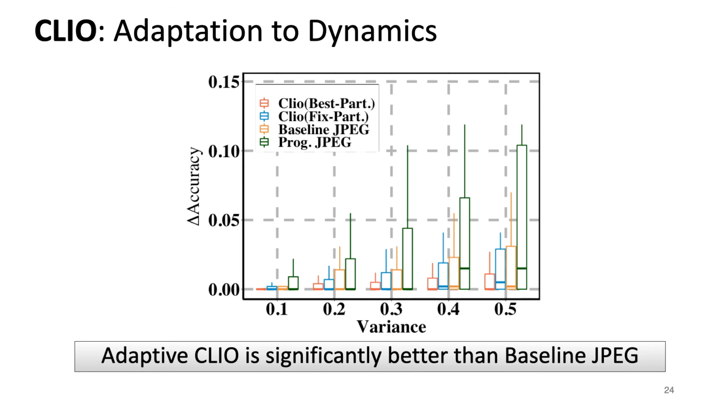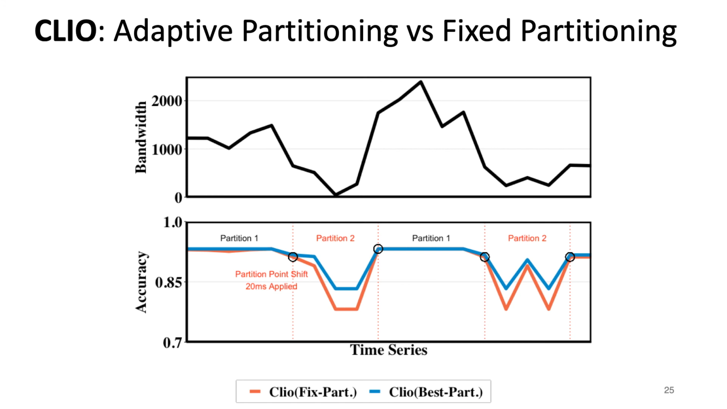As we can see, CLIO with adaptive partitioning could achieve the minimum difference of accuracy result from the estimated bandwidth and the real bandwidth. And we could also have the best performance for different variants of the network dynamics. On the real traces, we could see that by introducing the adaptive partitioning, we can achieve a higher accuracy when the bandwidth dynamics occur, because we choose the best partition points by adaptive partitioning.